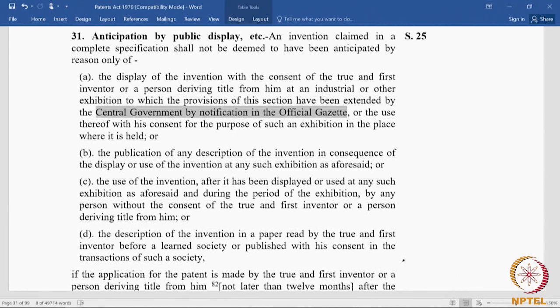Now this covers industrial or other exhibition to which the central government, by notification in the official gazette, extends the provisions of this section, or the use thereof with his consent for the purpose of such an exhibition in the place where it is held. So with the person's consent, it is used for the purpose of such an exhibition in the place where it is held. So this is also covered apart from notification.